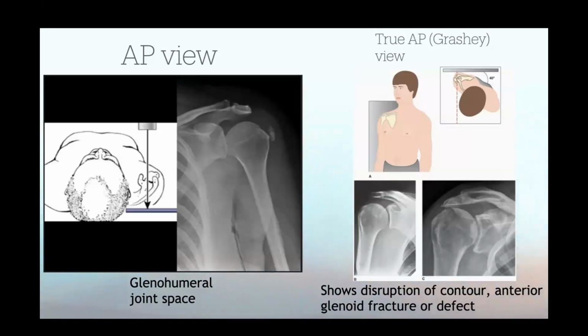Secondly is the true AP view, the Grashey view, in which you want to see the glenoid and the joint space. There's an angulation of 40-45 degrees where the patient is made to tilt to the opposite side and stand. Now, what happens here is you get the beam of X-rays parallel to the glenoid cavity. So you see any disruptions in the glenoid contour or any defects or anything of that sort in the glenoid.